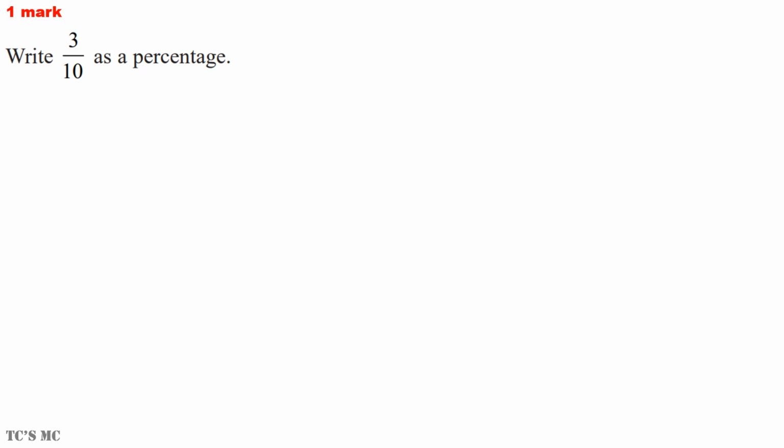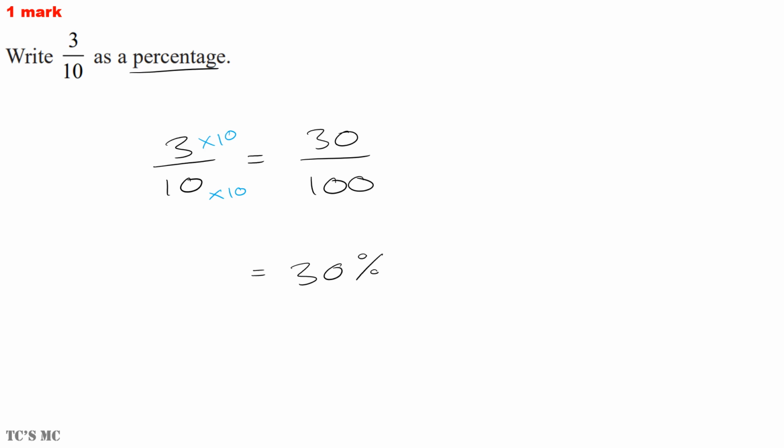Write 3/10 as a percentage. Remember, percentage is out of 100, so we need to rewrite 3/10 as a fraction where the denominator is 100. To go from 10 to 100, we need to multiply by 10. That means we must do the same to the numerator, and that gives us 30/100. The question though does say percentage, so we need to leave it as 30%. And for 1 mark, you can just write the answer.